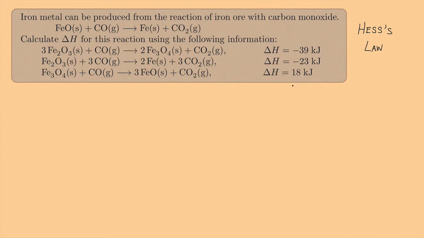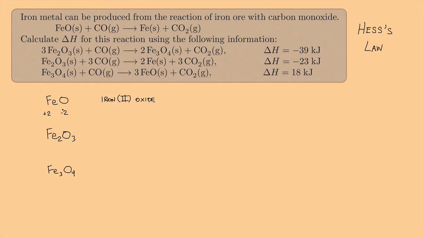So basically, whatever you do to a reaction, you have to do the same thing to the delta H value. Okay, before we do this, incidentally, what are the names of all of these things? We have FeO, we have Fe2O3, and we have Fe3O4. Well, I know the oxidation state of oxygen is -2, and so this must have an oxidation state of +2 to balance. So this must be iron(II) oxide. Okay, makes sense. How about this one?